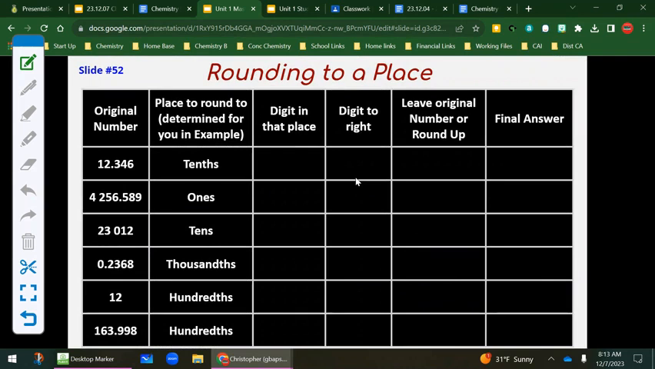So, what digit is in the tenths place in this example? If your number in your calculator came out 12.346, Rocio, which of those digits, the 1, 2, the 3, the 4, the 6, is in the tenths, 0.1 place?